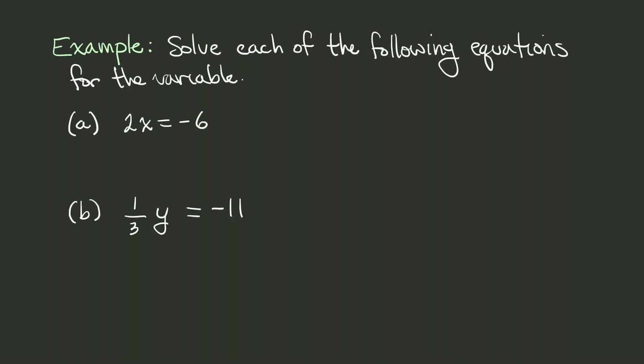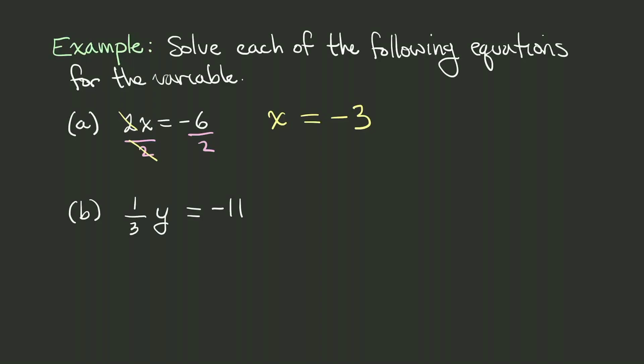In this example, we'll practice solving simple equations where there's a value multiplied by x, and we need to isolate x. So for example, in part A, we have 2x equals negative 6. x is multiplied by 2, and so in order to undo that operation on x, we need to divide both sides by 2. On the left, the 2 over 2 will cancel, leaving us with x. And on the right, we have negative 6 over 2, which gives us a negative value, and then 6 over 2 is 3.